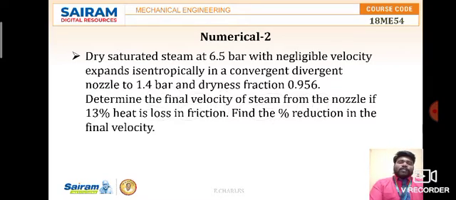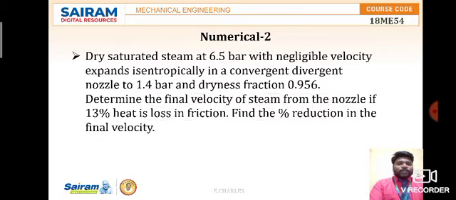And apart from that, there is superheated steam. If you supply heat to dry saturated steam, it will become superheated steam, so it will possess some extra energy. In this problem, it is given as dry saturated steam at 6.5 bar, that is, P1 is equal to 6.5 bar, with negligible velocity, expands isentropically. Isentropically means it is an adiabatic process, in a convergent divergent nozzle to 1.4 bar. So P2 is equal to 1.4 bar.